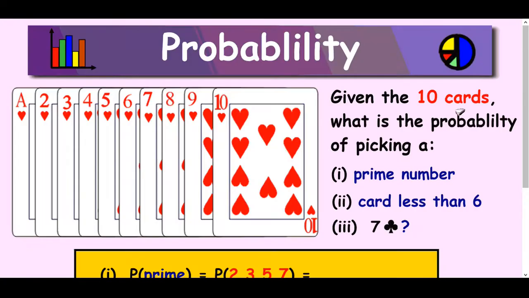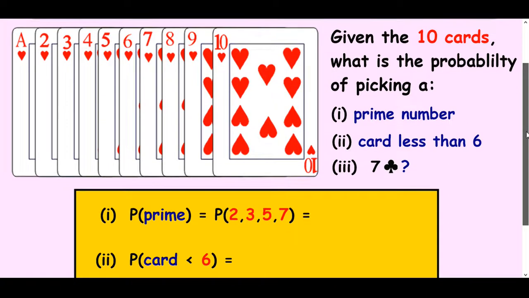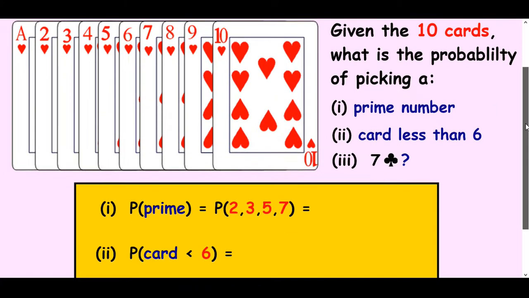Okay, let's do a few more cases here. So let's look at this idea here. Given the 10 cards, what's the probability of picking a prime number? Right, well we have to firstly identify what the prime numbers are. So a prime number is a number that divides by itself and 1 only. It doesn't divide by anything else. So I've written probability of prime, and I've given the prime numbers here, which are 2, 3, 5, and 7. Those are the prime numbers in this list. 1 is not a prime number because the factors are the same.